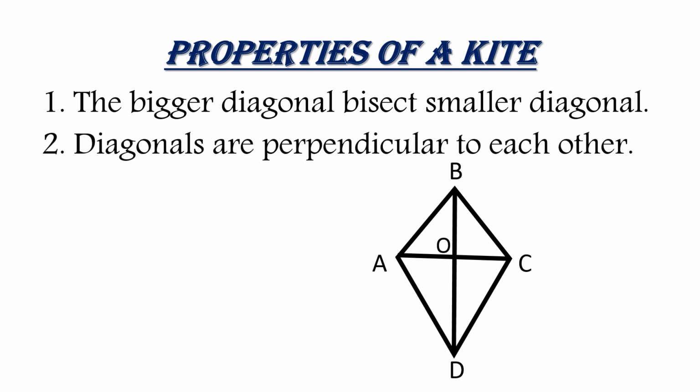Diagonals are perpendicular to each other. Look at this figure, angle BOC is 90 degrees. It means diagonals form right angle at the point of intersection.